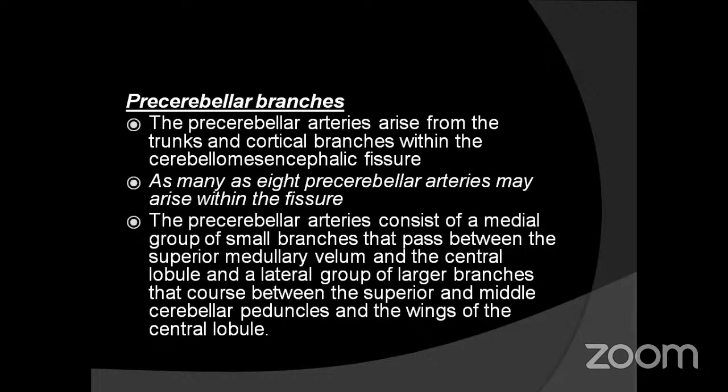The pre-cerebellar arteries consist of a medial group of small branches that pass between the superior medullary velum and the central lobule, and a lateral group of larger branches that course between the superior and middle cerebellar peduncles and the wings of the central lobule.